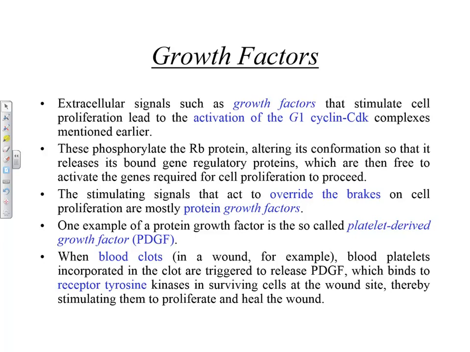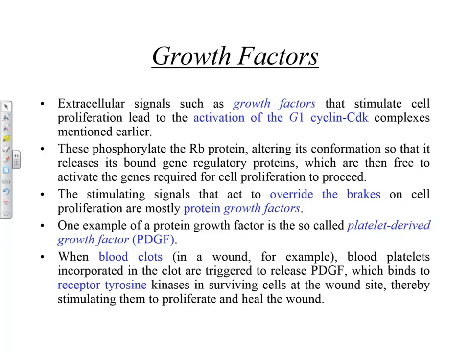The stimulating signals which act to override the brakes on cell proliferation are mostly protein growth factors. These are signals that will come and bind the cell membrane, and there is usually a receptor protein that is conveying the growth factor signaling from outside to the interior of the cell. That will be like an alpha helix that goes through the cell membrane. And these are actually called receptor tyrosine kinases because they usually contain the amino acid tyrosine, and it's a receptor that is bound on the cell membrane.